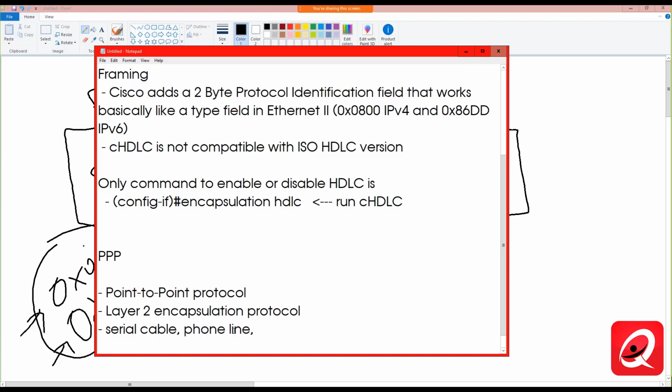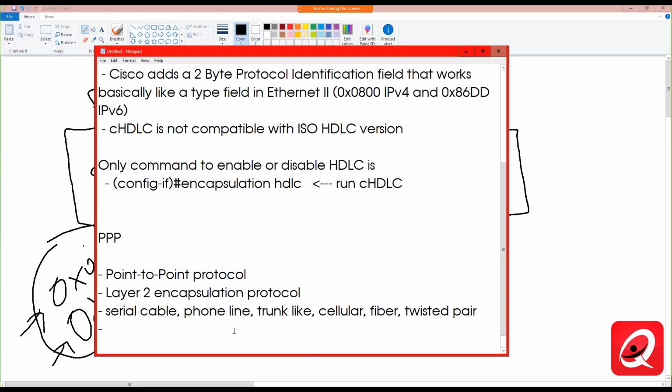It can work over a phone line. It can work over a trunk line, which is like a special type of phone line. It can work over cellular network connections and so on. It can work over fiber, twisted pair Ethernet, all kinds of things. So it is a unique protocol in that it has the ability to work over many physical layer functions. PPP was originally widely used when service providers provided dial-up access to the internet.